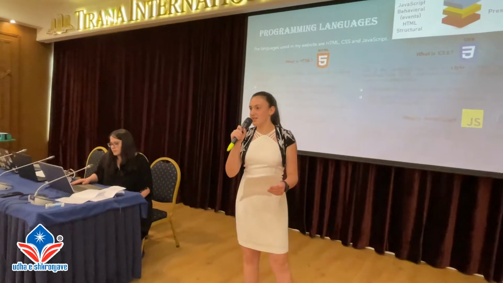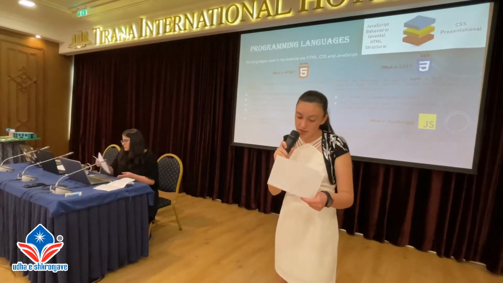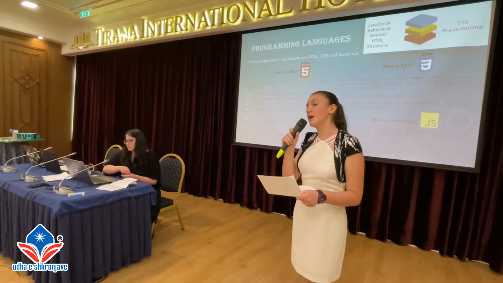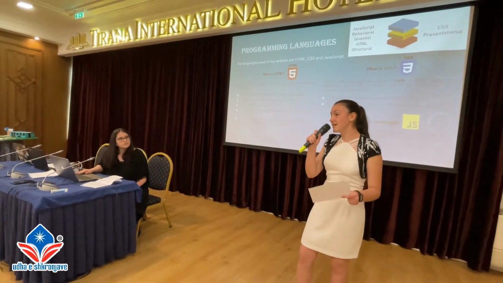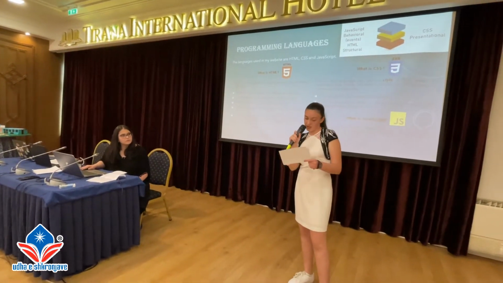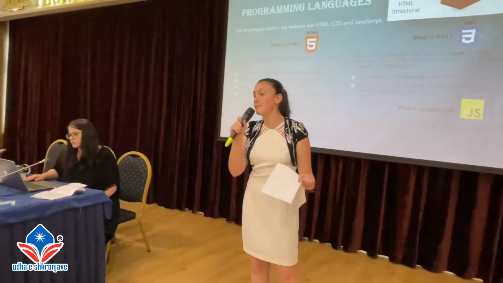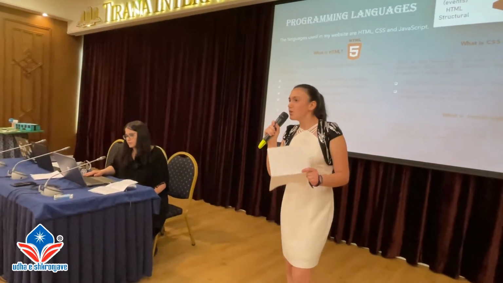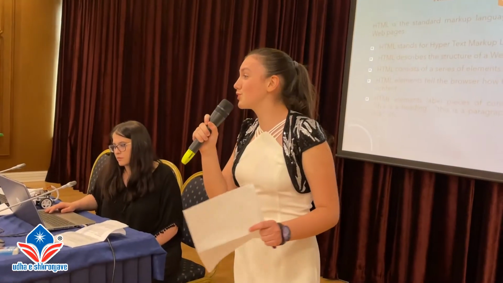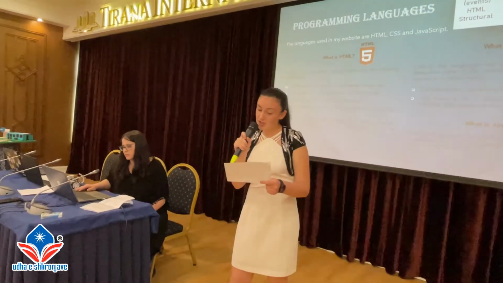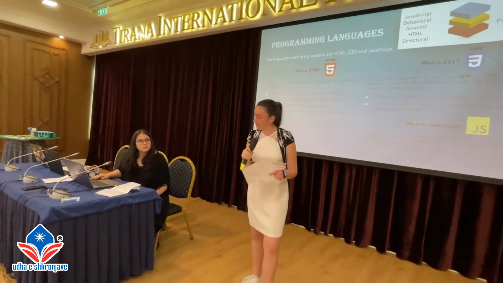What is CSS? CSS is the language used to style a web page. It describes how HTML elements should be displayed on screen or in other media. CSS stands for Cascading Style Sheets. It saves a lot of work and it can control the layout of multiple web pages all at once. What about JavaScript? What is it? JavaScript is the world's most popular programming language. It is a programming language of the web, which carries out events.